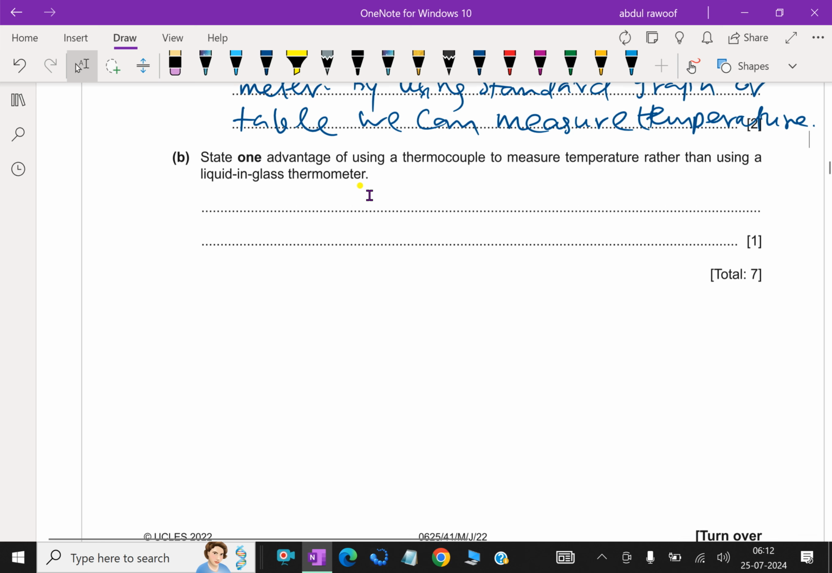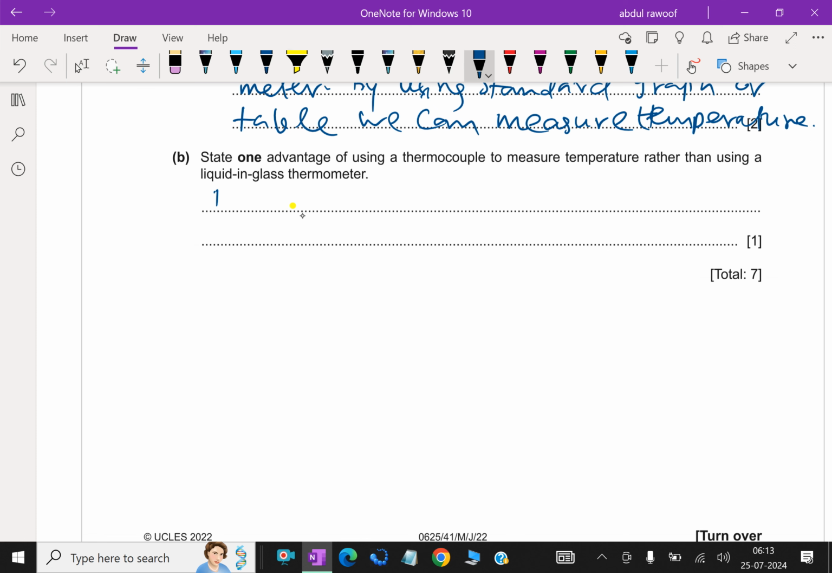State one advantage of using a thermocouple to measure temperature rather than using a liquid in glass thermometer. What is the use of that one? Measuring high temperature. When measuring high temperatures, the wires do not melt.